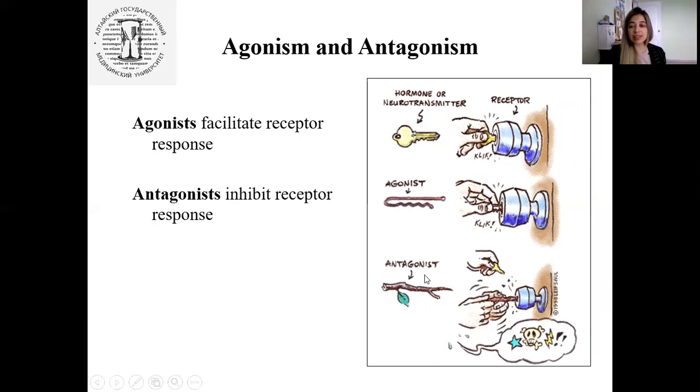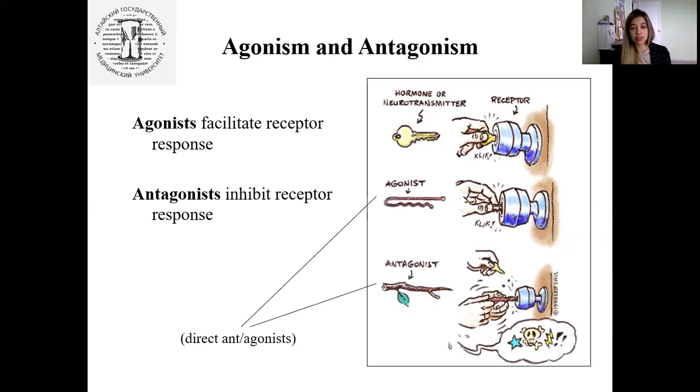But we can also have an antagonist, which can be suitable, so you can put it inside this lock. I can put it in, but I cannot open the door. And also, if I want to use the key, my natural hormone or neurotransmitter, it already cannot work. Why? Because here the antagonist has occupied the lock, so it cannot open. You understand that? The key cannot be used. So our natural hormone cannot be used for opening this door.